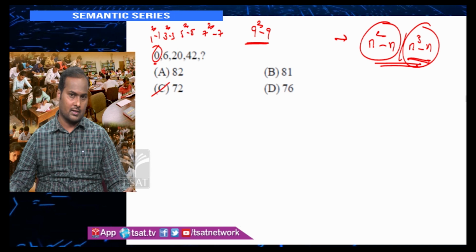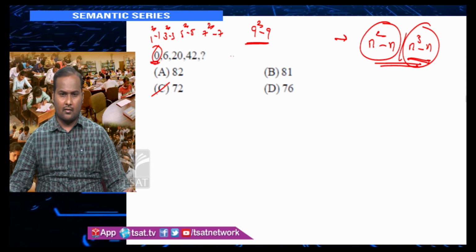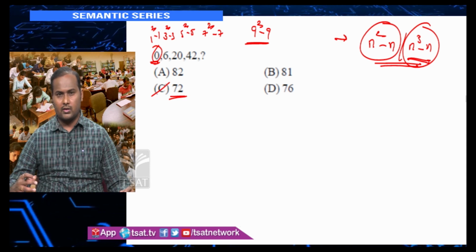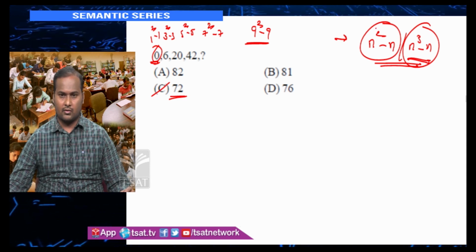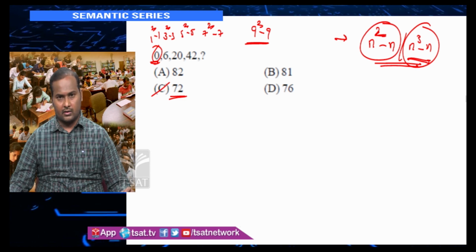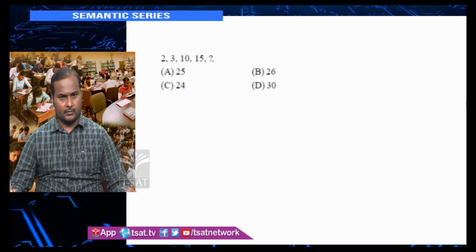Then also you can recognize like that. In this case, initially it is 0 and the final is also 72, which is your answer. So there is not much change. When there is not much change, you have to recognize the format as n square minus n, and then you will get the answer very easily. In this question, 2, 3, 10, 15.